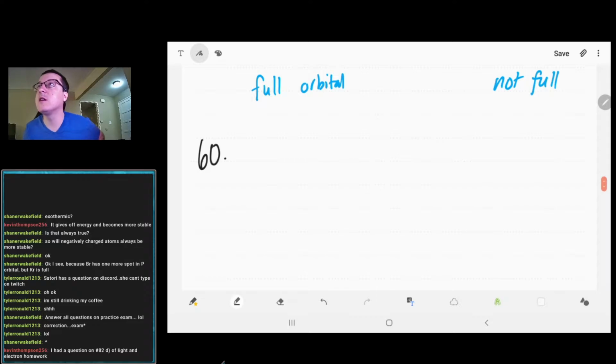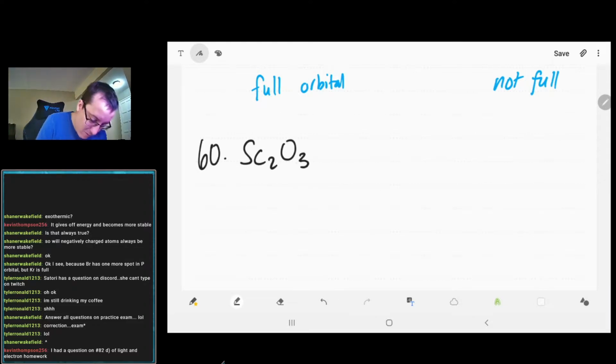Okay, so 60 is talking about this. It says it doesn't react with water, but they can react when it becomes either acidic or basic. Do we expect it to react when it's acidic or basic? Which one do we want to choose? And then we need to write a chemical equation. So is this a metal oxide or non-metal oxide?